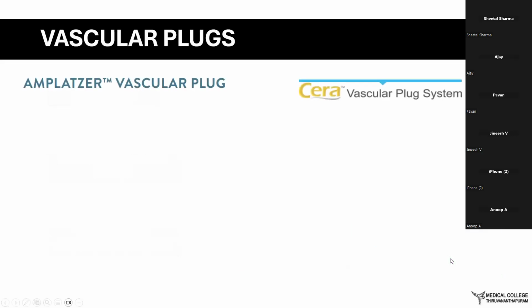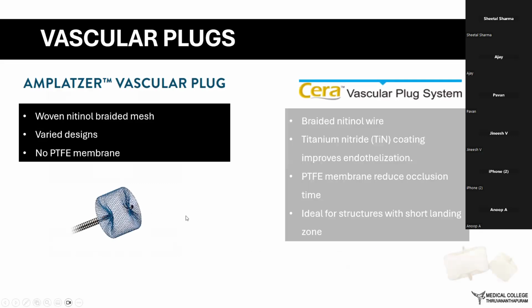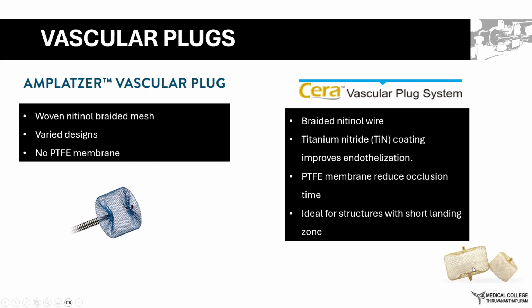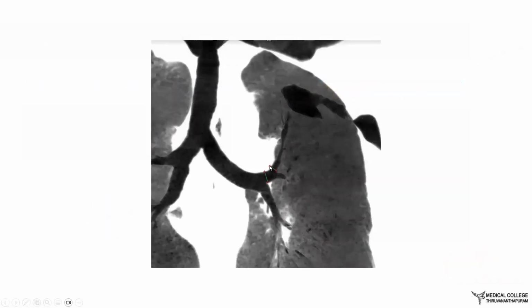So what we have used is a vascular plug, because a standard plug has a mesh-like structure, so air leak may still happen was our concern. So what we used was a Cera vascular plug that has a PTFE membrane within. Also this has some titanium nitride coating that improves endoepithelialization, which we thought will also help in causing a closure.